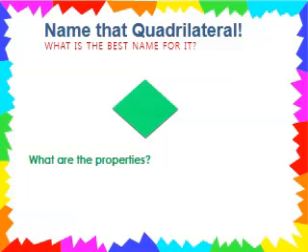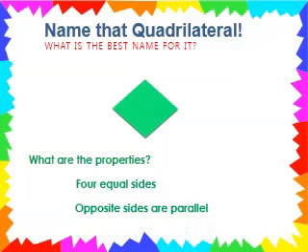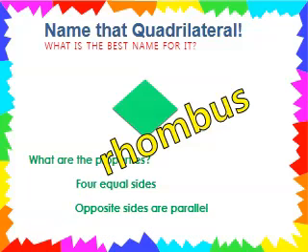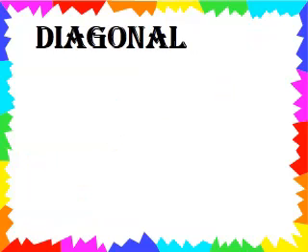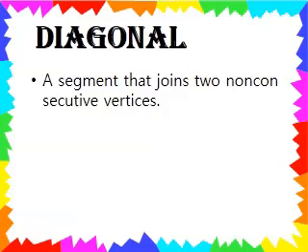Now what are the properties of this figure? Here we have 4 equal sides, and opposite sides are parallel, so this is a rhombus. Now we're going to talk about something different, which is called a diagonal. A diagonal is a segment that joins 2 non-consecutive vertices.